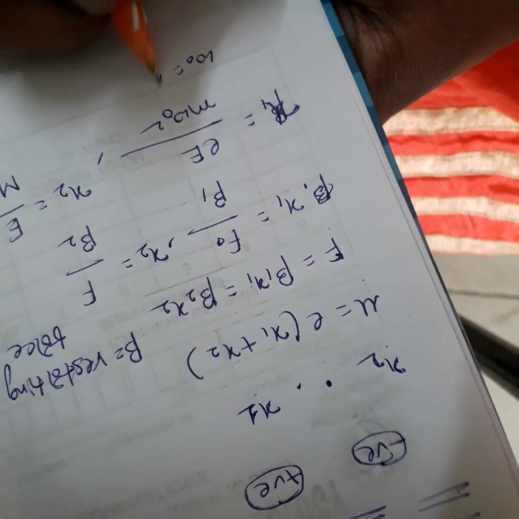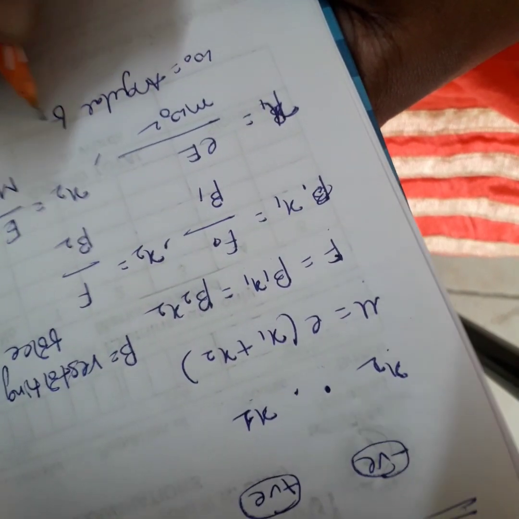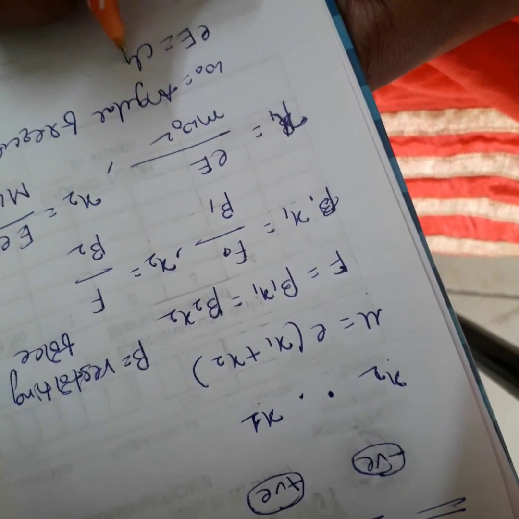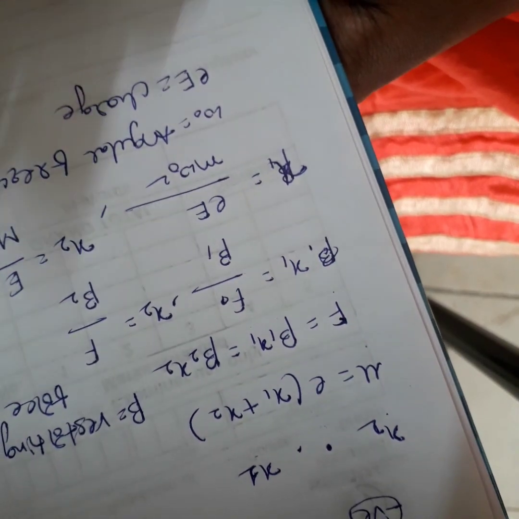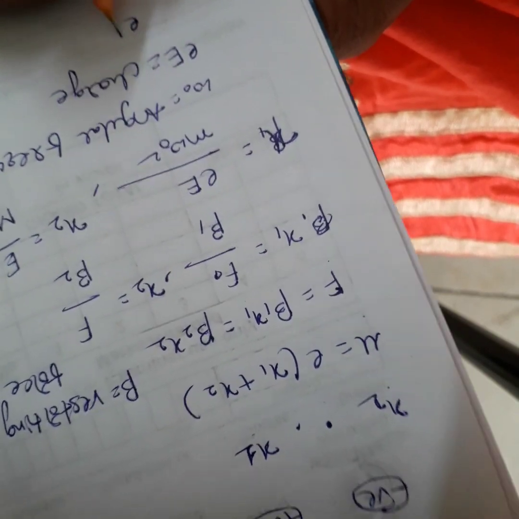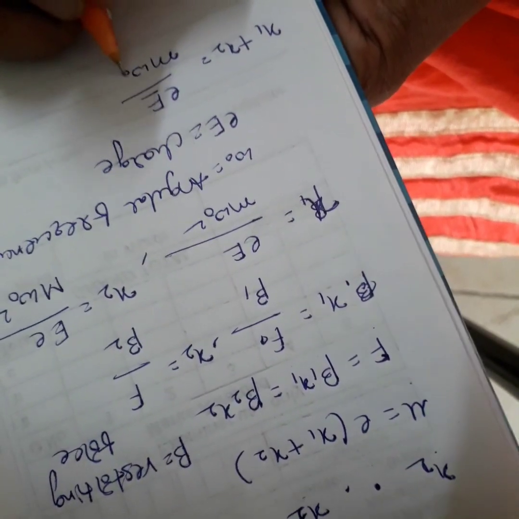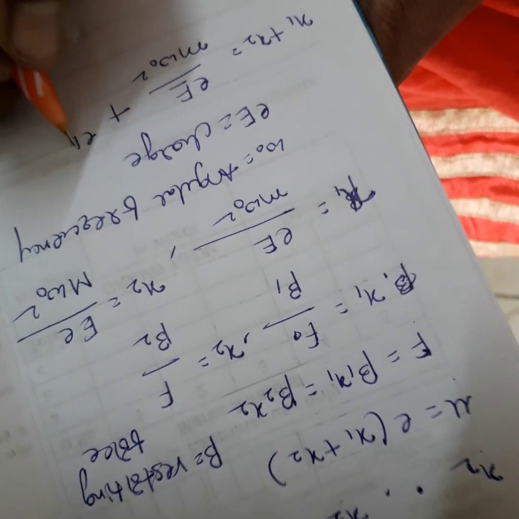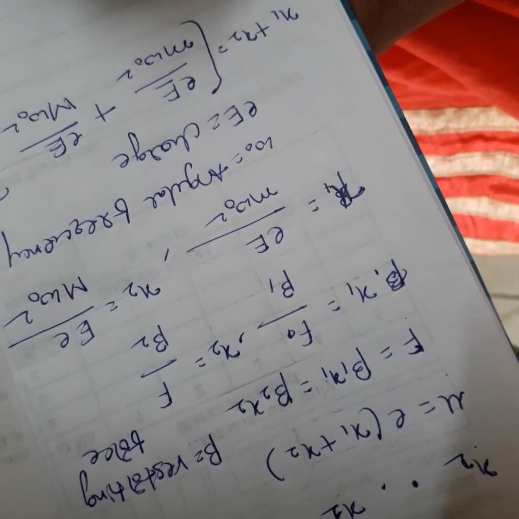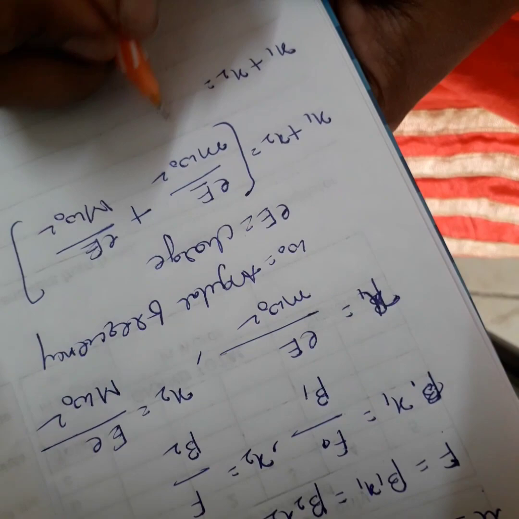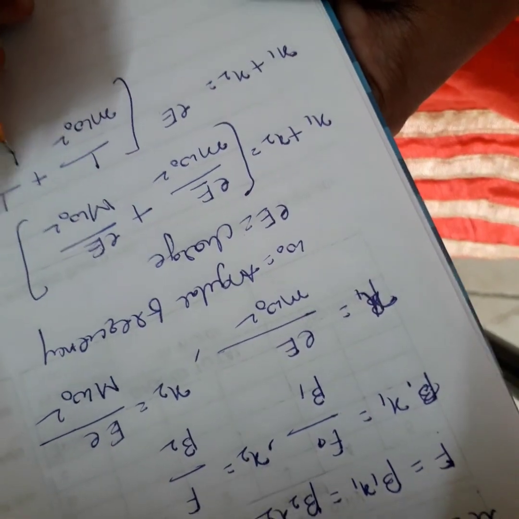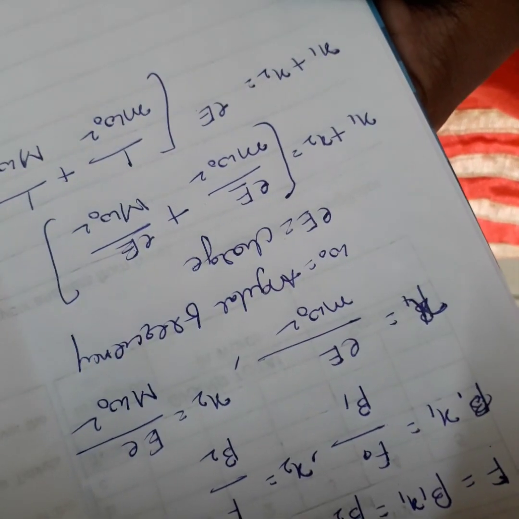Here omega is the angular frequency, and EE means the charge of cation and anion. From this we can write x1 plus x2 as EE by m into omega naught square plus EE by capital M into omega naught square. If we take EE common, then we can write 1 by m into omega naught square plus 1 by capital M into omega naught square.